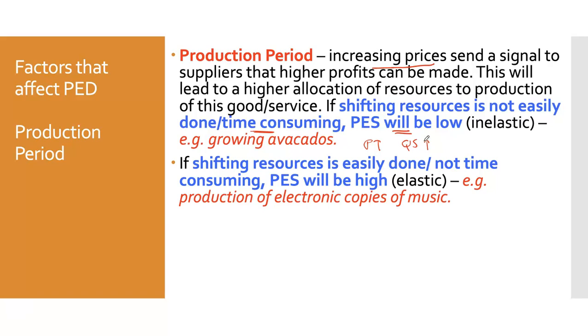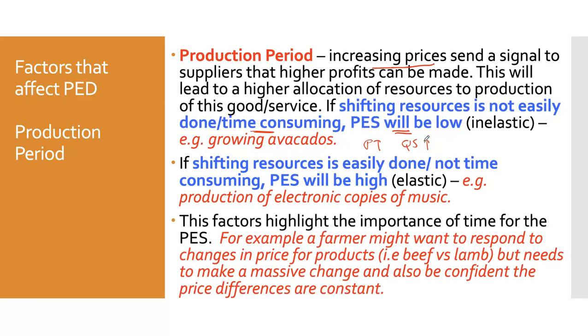If shifting resources is easily done, not time consuming, price elasticity will be high, it'll be elastic, like the production of electronic copies of music, it's really simple to do. They will be more responsive to increases in price or changes in price. This factor highlights the importance of time, short-term and long-term. For example, a farmer might want to respond to changes in price for products, going from beef to lamb, but they need to make a massive change and be confident that these price differences are constant. So price elasticity of supply can really be impacted by time.